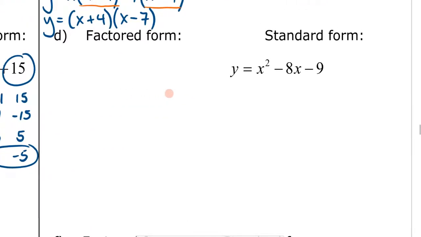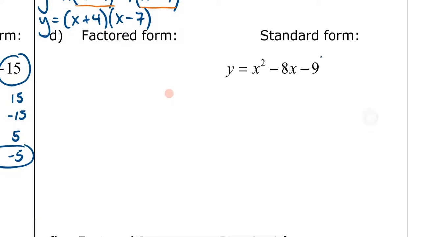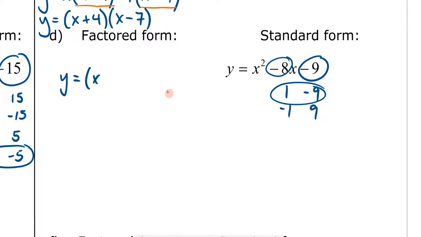Standard form. Factors of negative 9. Well, you have 1 and negative 9, or negative 1 and positive 9. Which one gives you negative 8 when I add them? 1 and negative 9. So the factored form is y equals x plus 1 and x minus 9.